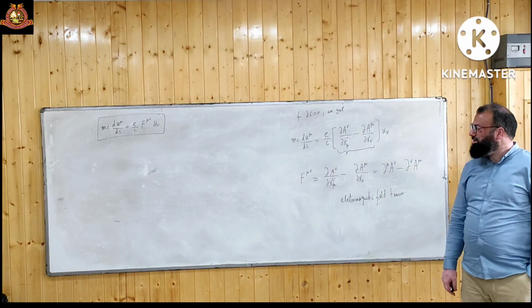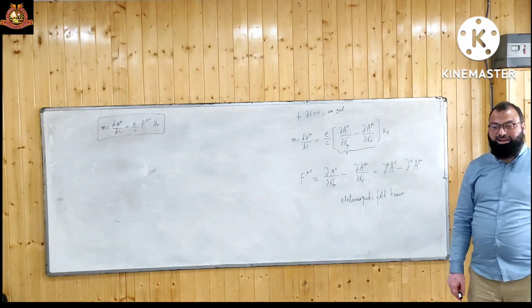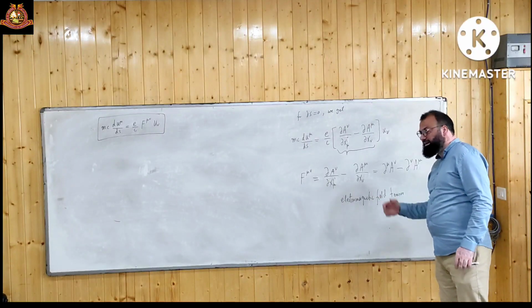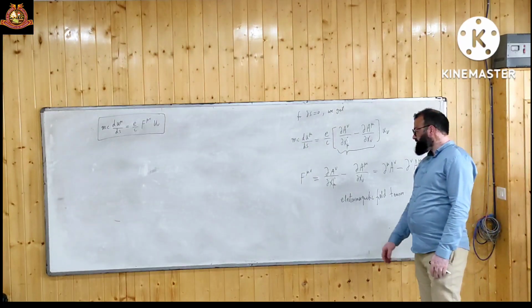So this is the Lorentz force equation in 4-dimensional form, or in a coherent form. F mu nu is known as the electromagnetic field tensor. Now let's look at this F mu nu, what this object is.